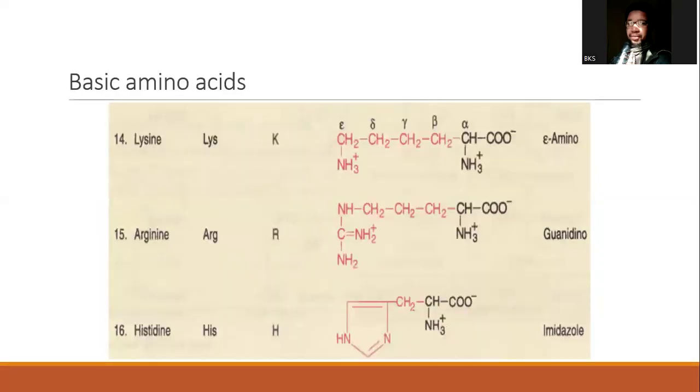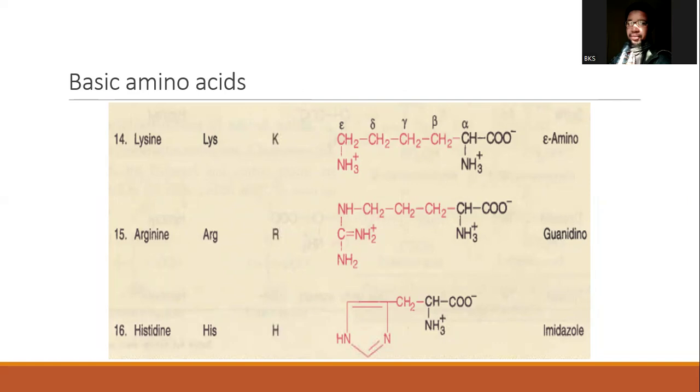Now, the next ones are the basic amino acids. Basic amino acids are three: lysine, arginine, and histidine. In lysine, attached to the alpha carbon, we have the beta carbon. Attached to the beta carbon, you have the gamma carbon. Attached to the gamma carbon, you have the delta carbon. Attached to the delta carbon, you have an epsilon carbon. Attached to the epsilon carbon, you have an amino group. That is lysine, as simple as that.